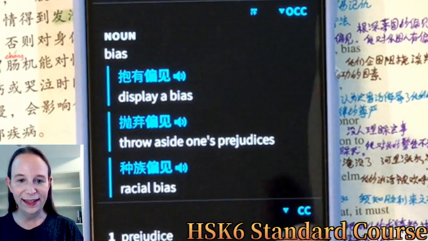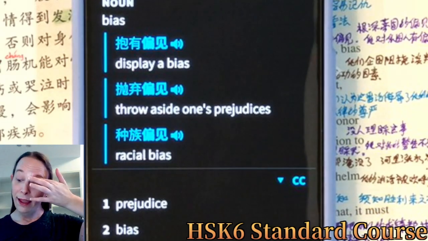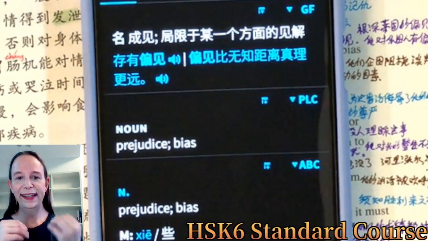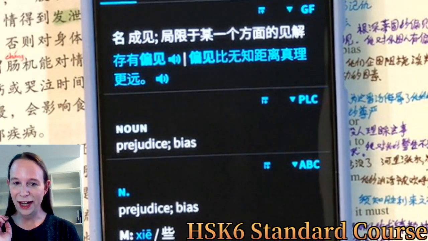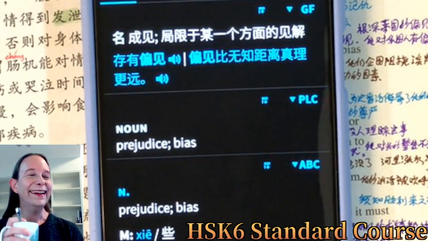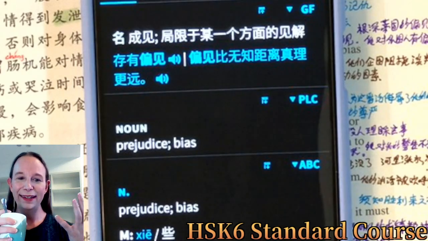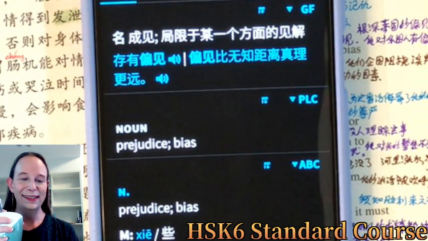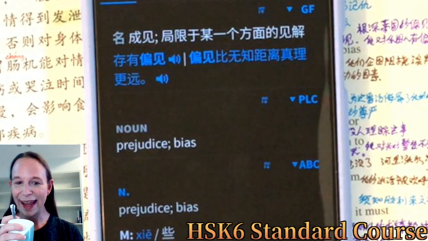种族偏见, racial prejudice or bias. Maybe bias is a better translation, because prejudice in English comes from prejudgment, right? Prejudge this. So you've already come to a conclusion about someone or something before really collecting the data.